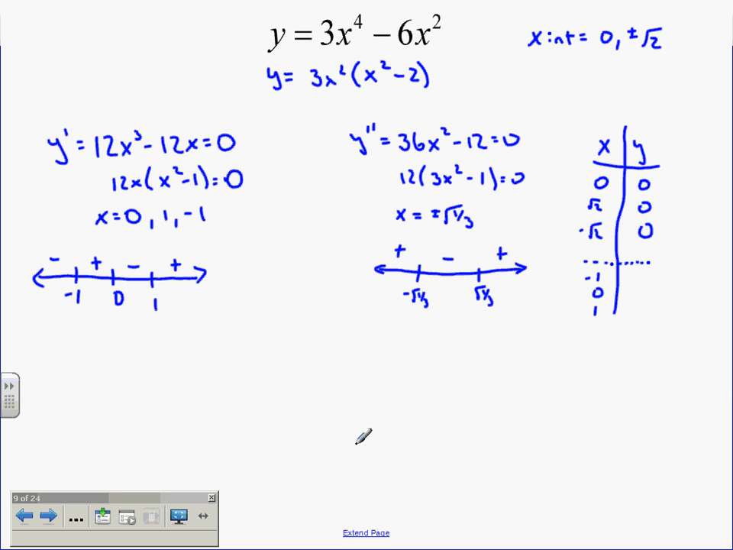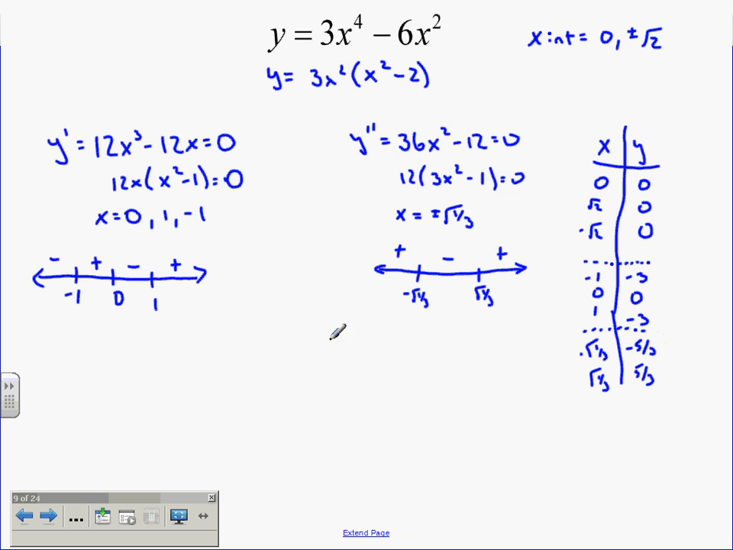So if I plug negative 1 into the original, I would get 3 minus 6, so I would get negative 3. If I plug in 0, I get 0, and if I plug in 1, I get negative 3. And then I would plug in negative square root of 1/3 and positive square root of 1/3. If I plug that into the original, I'm going to get 1/3 times 3, which is 1, minus 2, so I'm going to get a negative 5/3. That's also going to be negative 5/3.